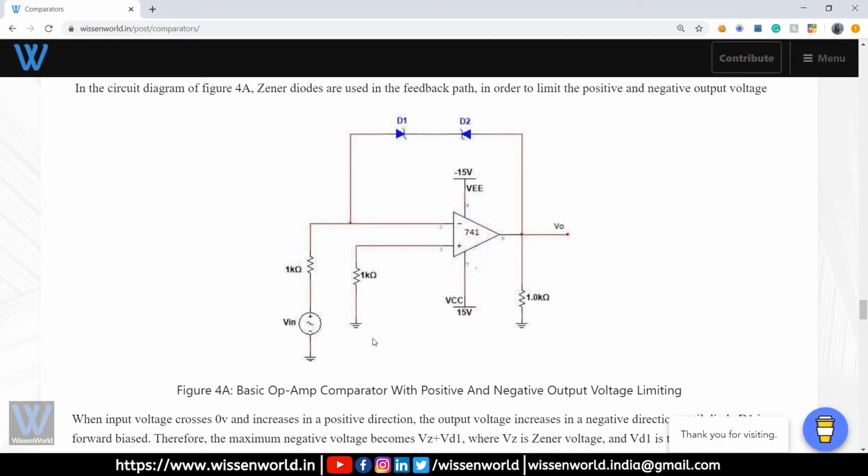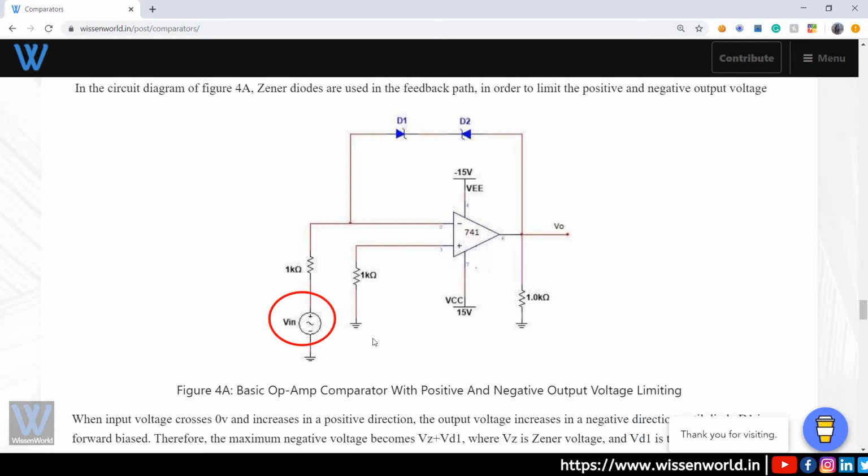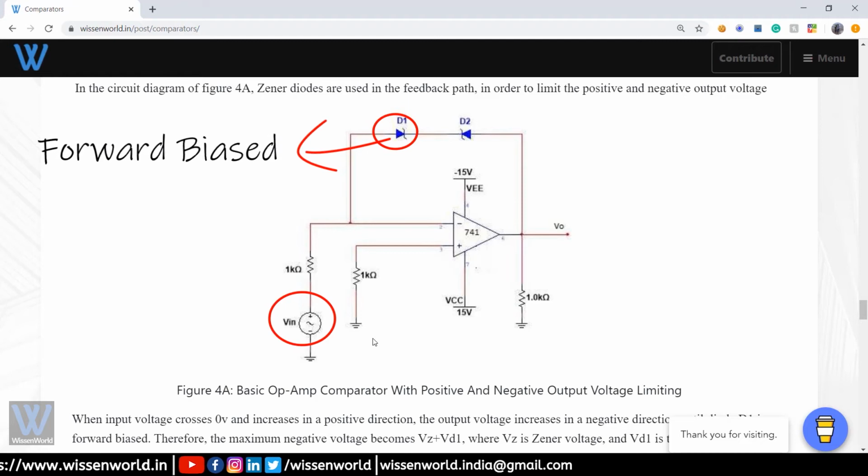Now here you can see the circuit diagram of a voltage limiter. Here we have used two Zener diodes in the feedback path of the circuit. These diodes are responsible for limiting the output voltage. What happens is, when the input voltage crosses 0 volts and starts increasing in a positive direction, the output voltage then increases in a negative direction until diode D1 is forward biased. This is because of the inverting nature of the circuit.